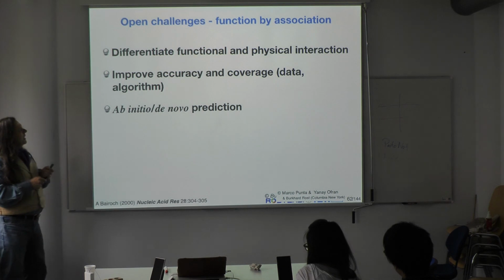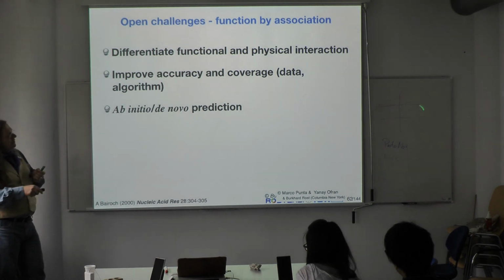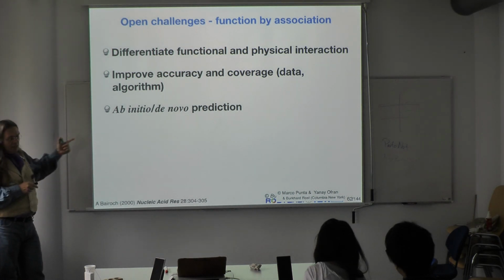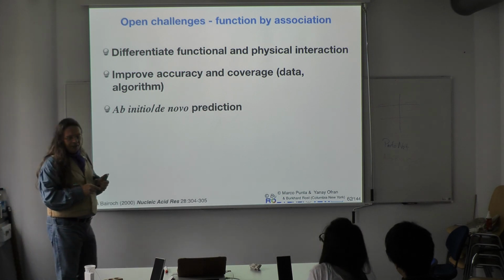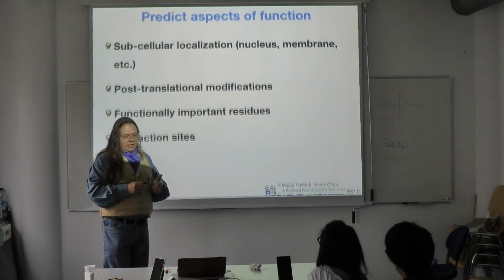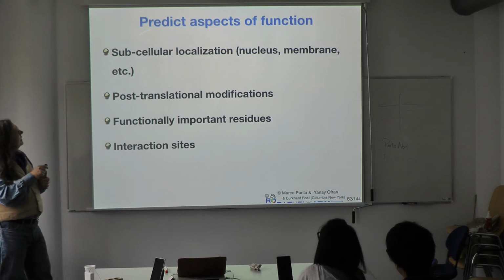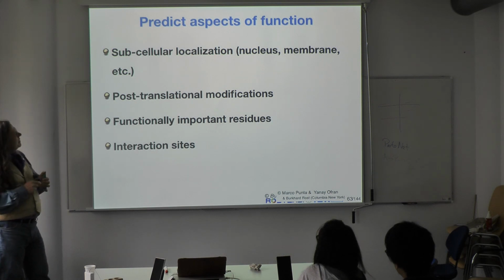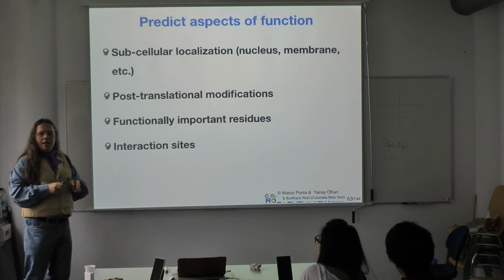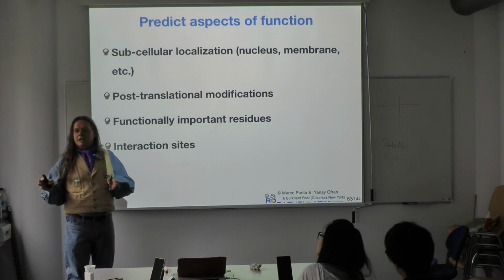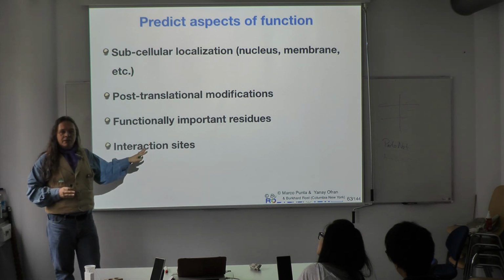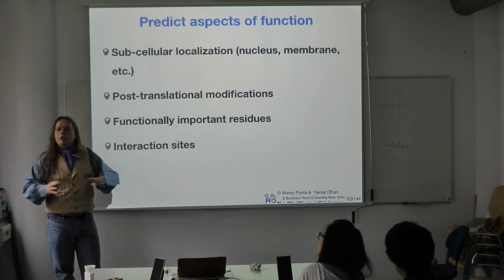That's one issue. The other issue is, in fact, we need a larger coverage, and we need to be able to predict aspects of function. We can predict subcellular localization, where the protein is. We can predict post-translational modifications. We can predict functionally important residues, and we can predict interaction sites, and we can predict to some extent protein interactions. Those are the things about function that we can predict without knowing anything else.